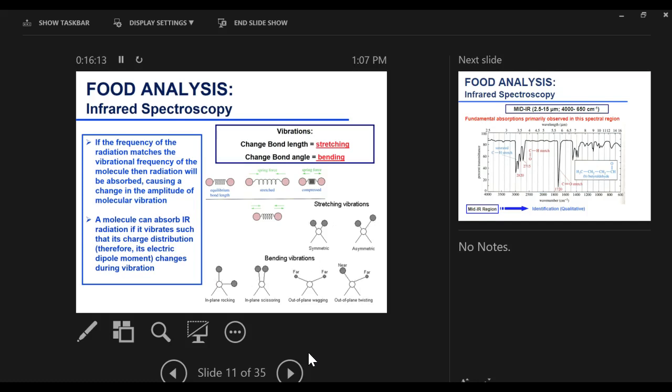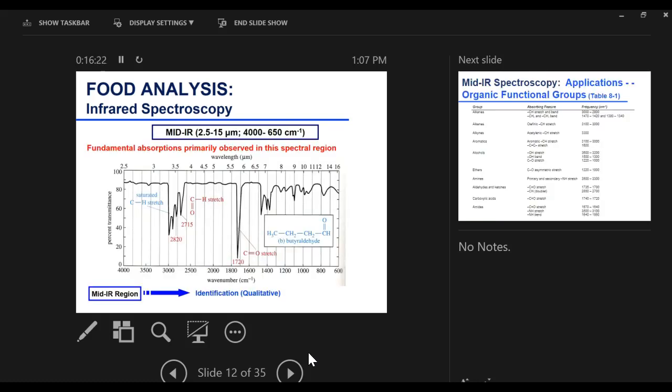Okay, this is a typical IR spectra in the mid-IR region. So here's a compound, butyraldehyde, and each functional group can vibrate and bend at a different wave number. So you can see here the stretching of the CH bond, and then you have stretching of the carbonyl, the C double bond O. Each one of these has a different wave number at which it can vibrate or absorb energy.